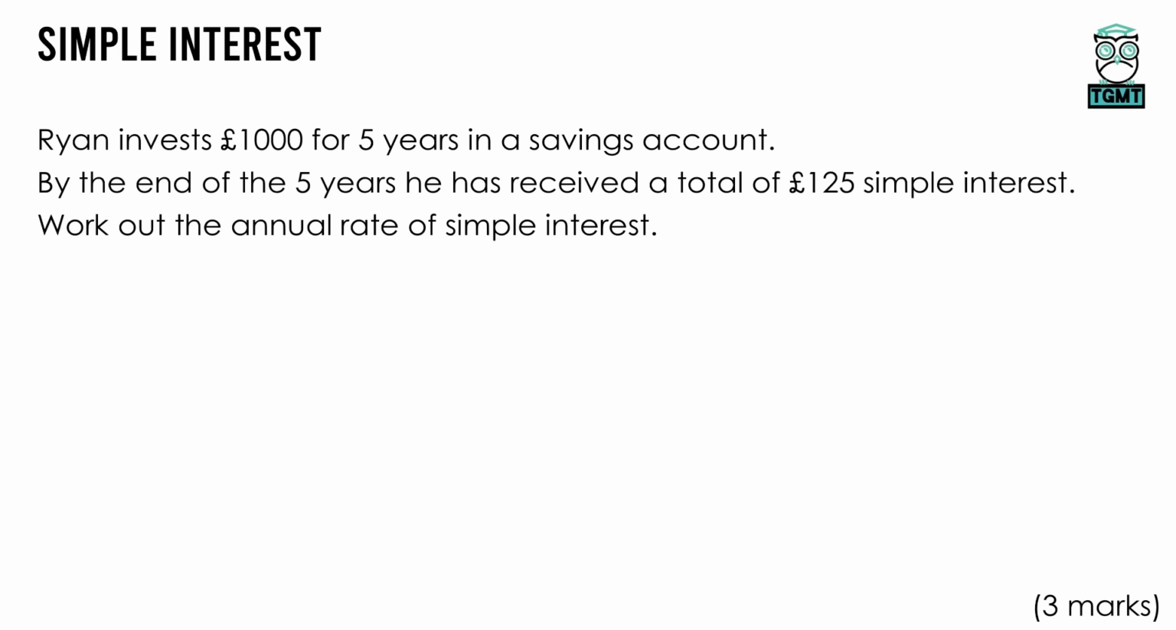Now in this question, we are looking at some simple interest. It says here, Ryan invests £1,000 for 5 years in a savings account. By the end of the 5 years, he had received a total of £125 simple interest. Work out the annual rate of simple interest.